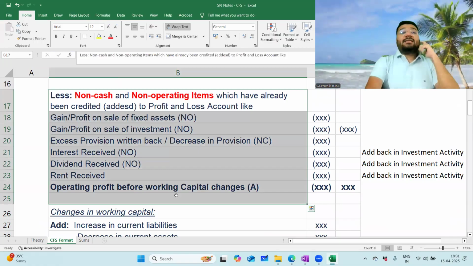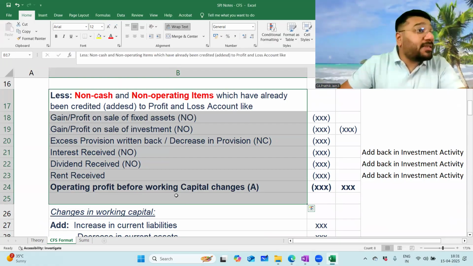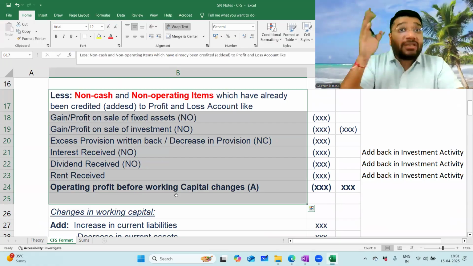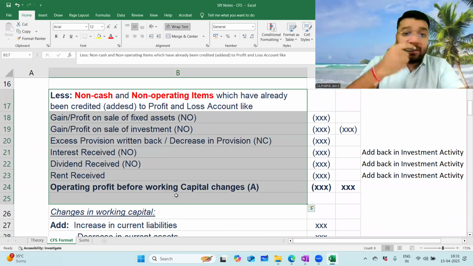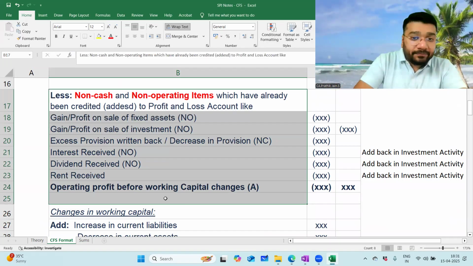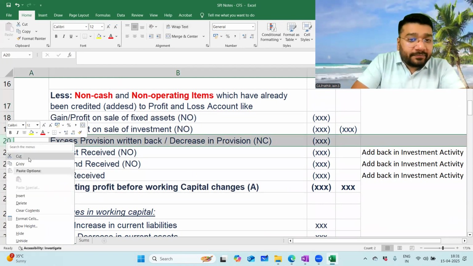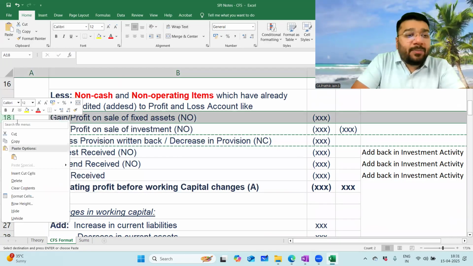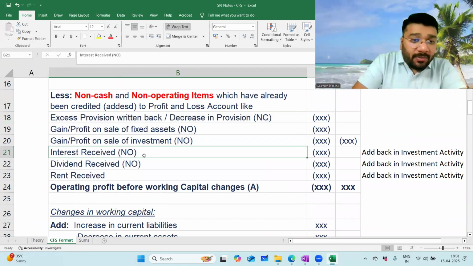Now, next is less non-cash and non-operating item, which is income in nature. Like how in the expenses we can have non-cash and non-operating items, in the income also there could be non-cash and non-operating items. So can we first focus on the non-cash item? Non-cash here only one item is possible. The provision that you've already created earlier, no? Yeah, gain is also possible, but that is non-operating.